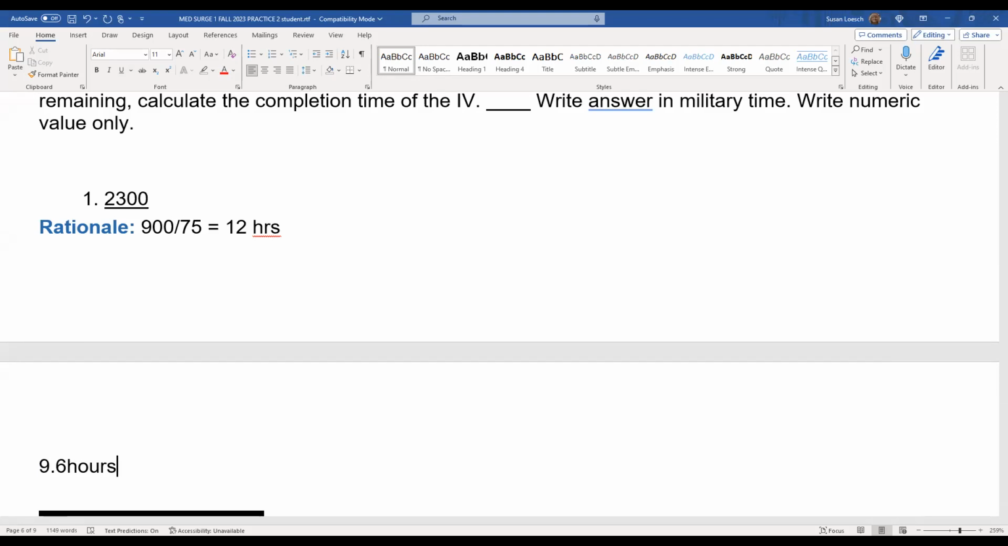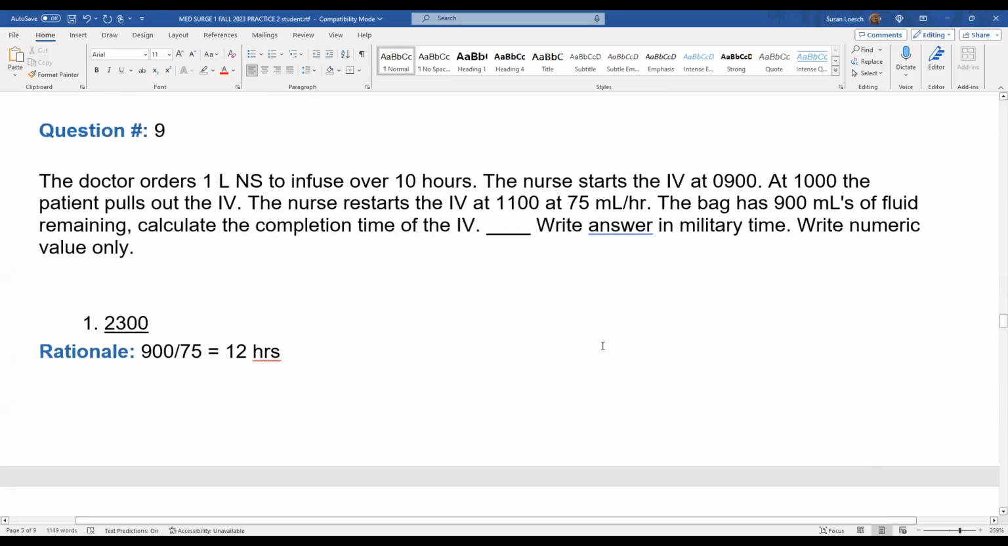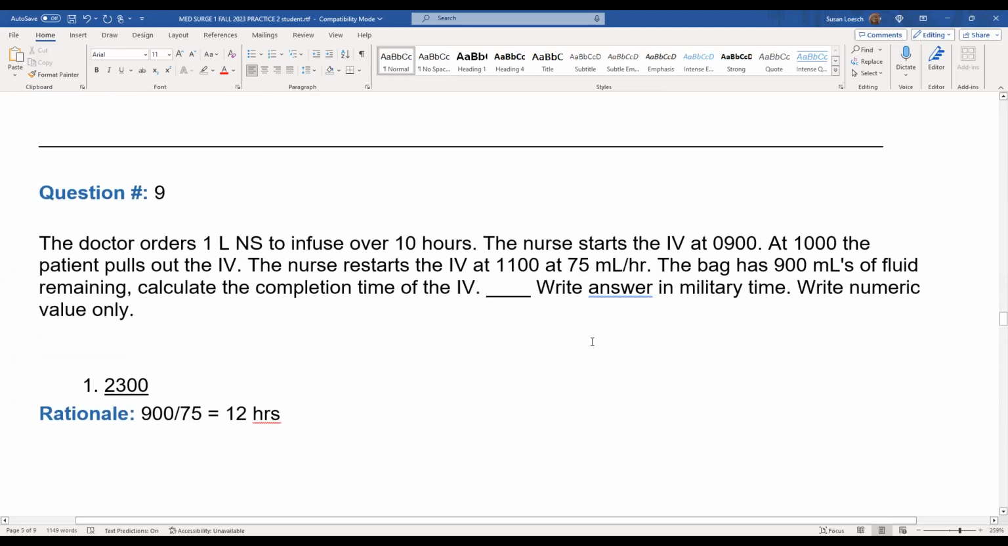Okay, so that would mean 9 hours and 36 minutes. And then you would add that on to whatever your time was. I want you to know that in case you see a question like that. You might not, but you might see one on the exam. They could put it anywhere.